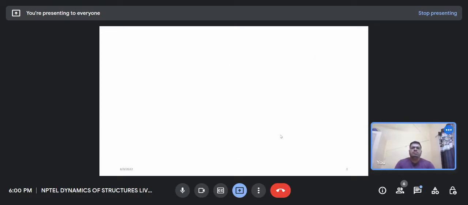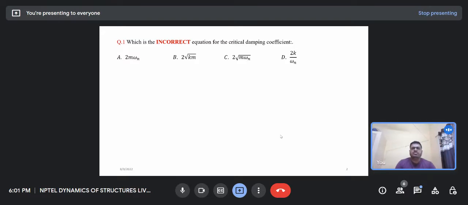For the first question, last time we were given a question with four options. We have to find out which option is not a correct representation of the critical damping coefficient. So can anyone tell me which one does not represent the critical damping? You can take 1 minute. C. Okay. Anyone other? Any other?